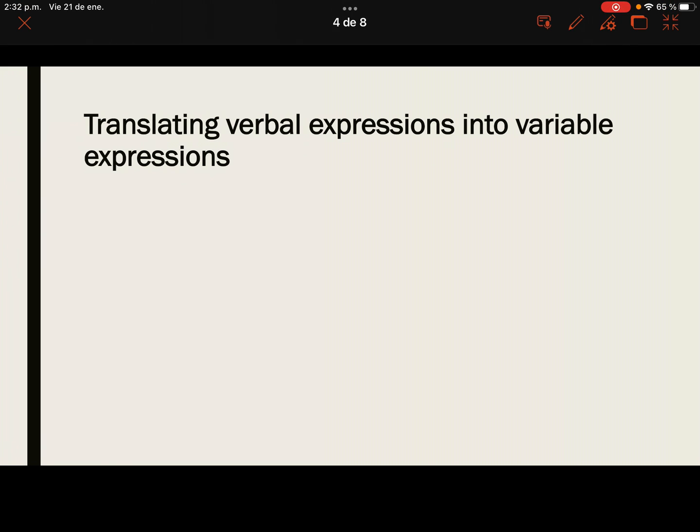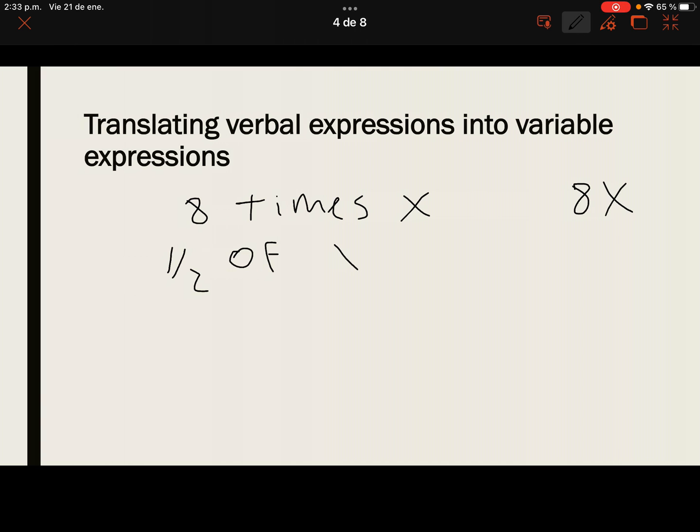Now let's talk about the keywords for multiplication. The easiest is "times." For example, 8 times x. Remember that nothing between 8 and x means multiplication. The other one is "of." For example, 1/2 of x means 1/2 times x, multiplied by x.